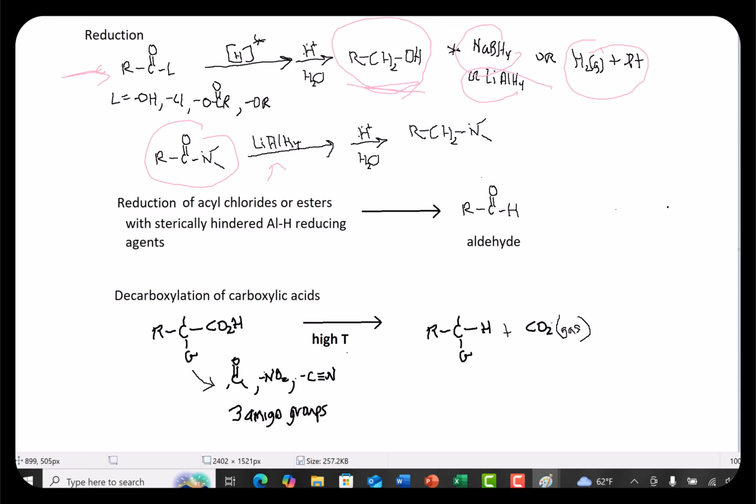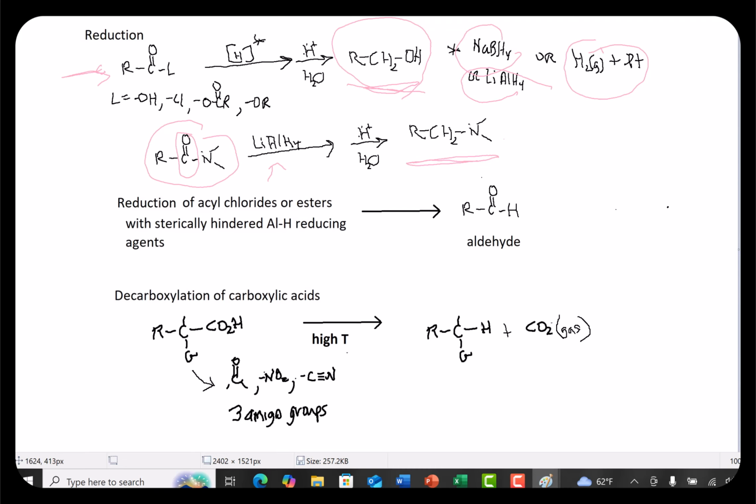So if you treat an amide with lithium aluminum hydride, again, you'll get a product that's an aluminate. You don't isolate it, but you do an acid workup. And now look at the final product, though. You don't get an alcohol anymore. What's happening is that the carbonyl group gets reduced to a methylene. The nitrogen stays attached. And so the amide is reduced to basically an amine.